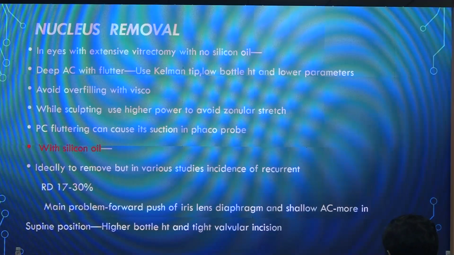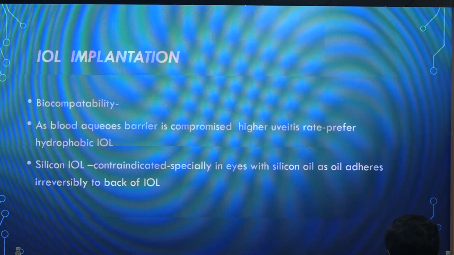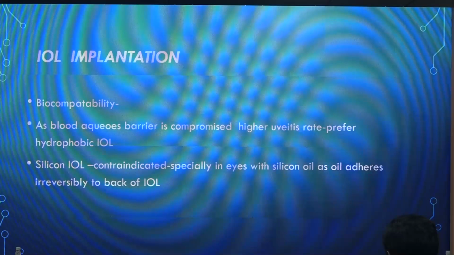The main problem is forward push of the lens diaphragm, shallow AC, more in supine position, and higher bottle height and tight valvular incision. IOL biocompatibility is a must. As the blood aqueous barrier is compromised, there is a higher uveitis rate.